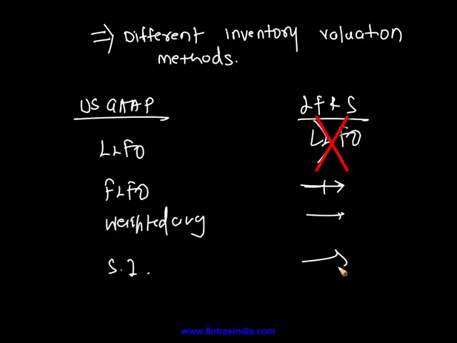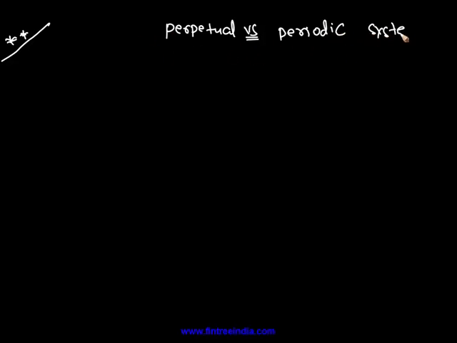So what we would do is we would still do LIFO and FIFO, but in a slightly different perspective now. I'm building an example, and this example is going to be extremely useful when you revise this particular reading. The heading here would be perpetual versus periodic system. Okay, these are two inventory accounting systems.